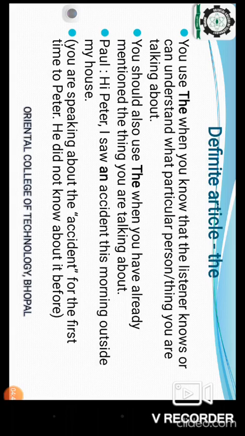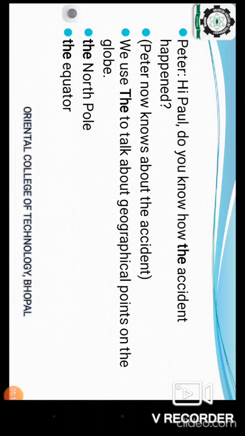Definite article the. You use the when you know that the listener knows or can understand what particular person or thing you are talking about. You should also use the when you have already mentioned the thing you are talking about. Paul: Hi Peter, I saw an accident this morning outside my house. Peter: Hi Paul, do you know how the accident happened? Peter now knows about the accident.